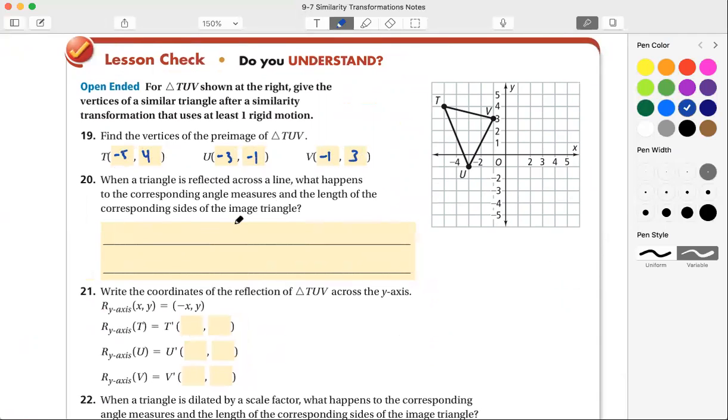All right, so when a triangle is reflected across the line, what happens to the corresponding angle measures and the length of corresponding sides? So the angle measures and the lengths of sides of the corresponding parts do not change.